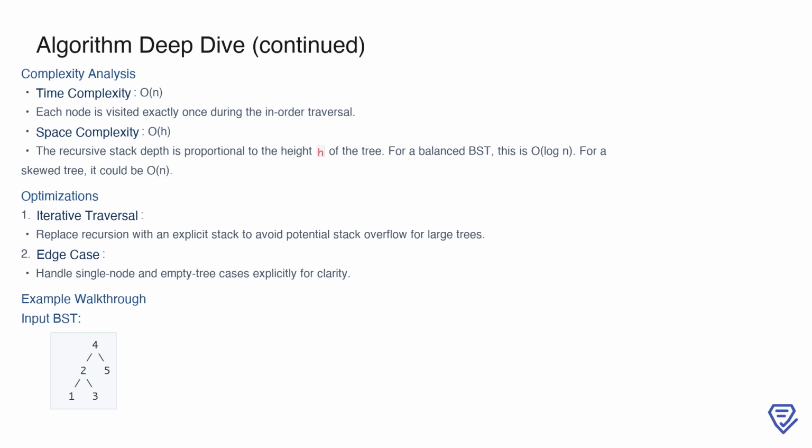Additionally, edge cases such as single node or empty trees should be handled explicitly to ensure correctness. For example, with a single node tree, the algorithm must ensure the node is self-linked to form a valid circular DLL. Let's consider an example to better understand the execution flow.